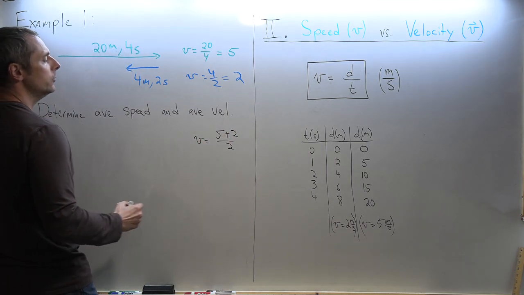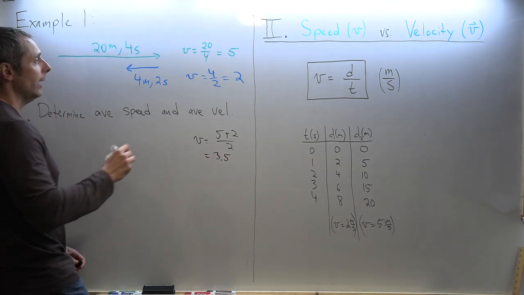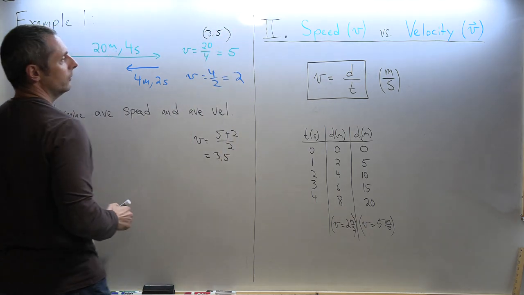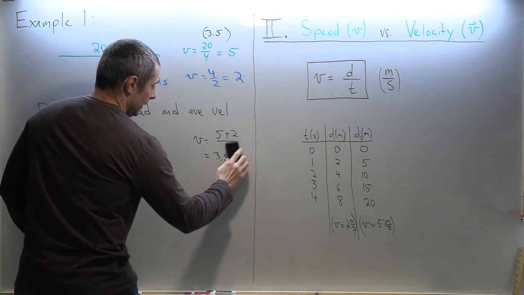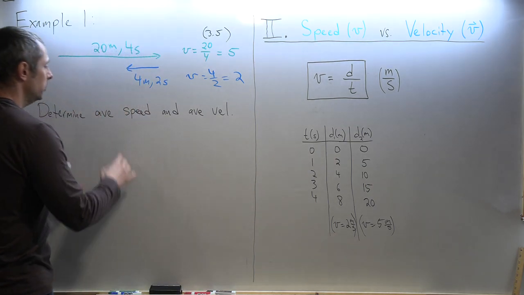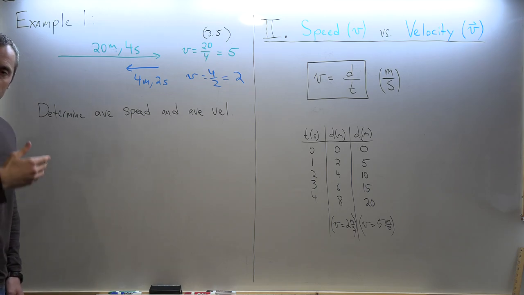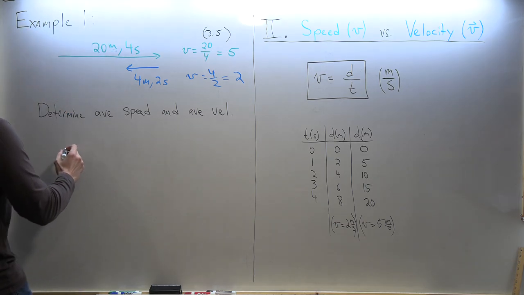So 7 over 2 is 3.5. Not correct. So I'll put 3.5 here as what we got for the average of those two numbers. And again, that's why the Regents puts a question like this on, in my opinion. To get you to do that and get the question wrong. They like people getting questions wrong.